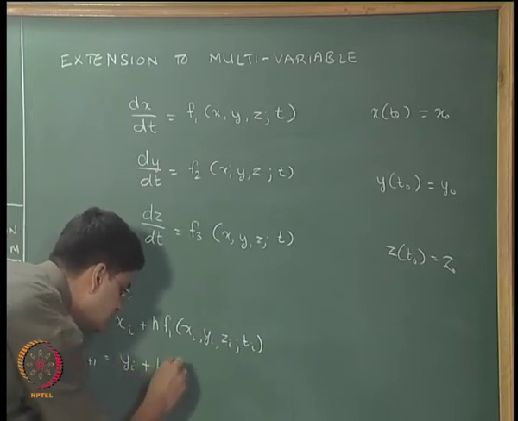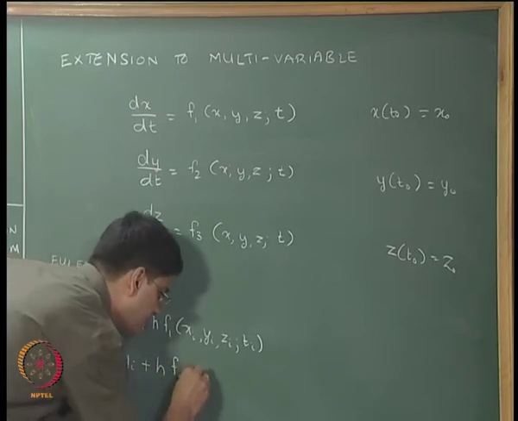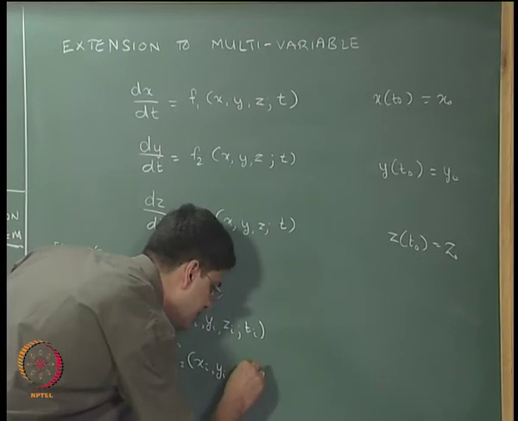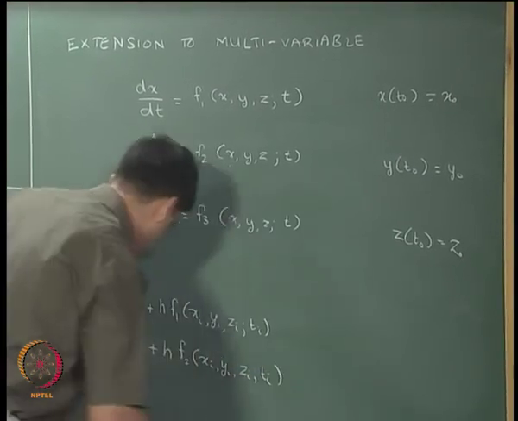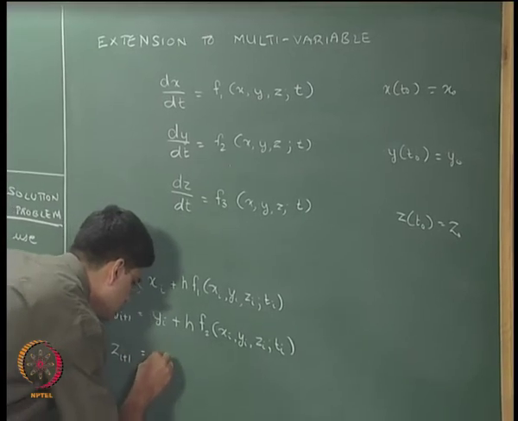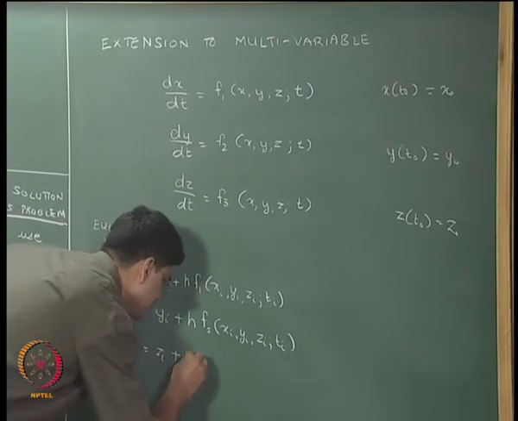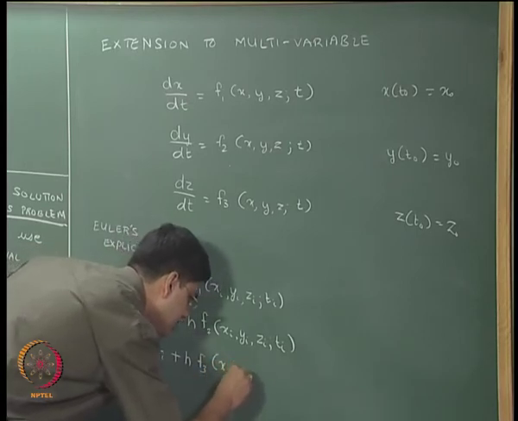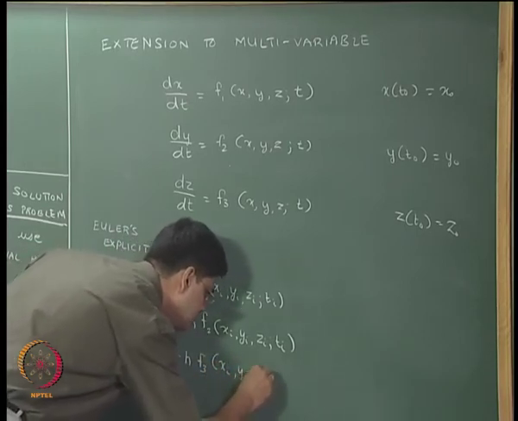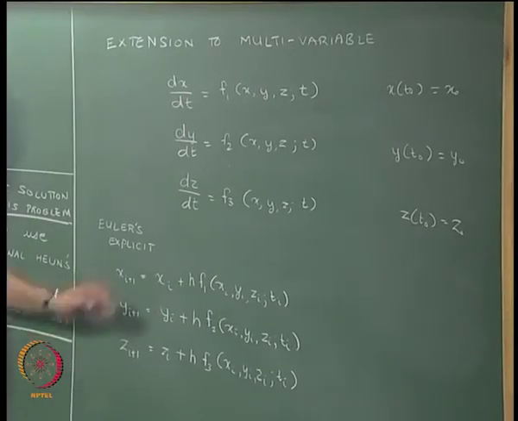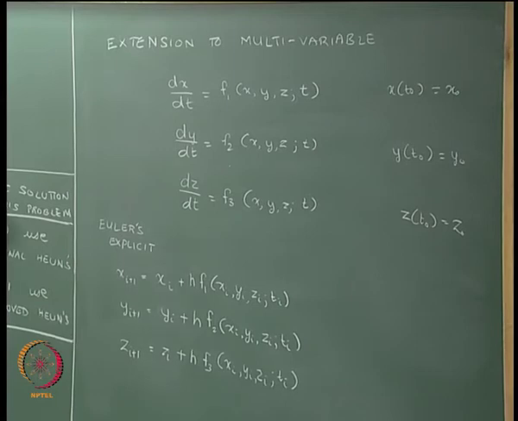Okay. Likewise, we can write for yi plus 1 as well, yi plus 1 equal to yi plus h times f2 of xi, yi, zi, ti, and z I plus 1 equal to z I plus h times f3 of x I, y I, z I, t I. Okay. So, this is the overall expression that we get.